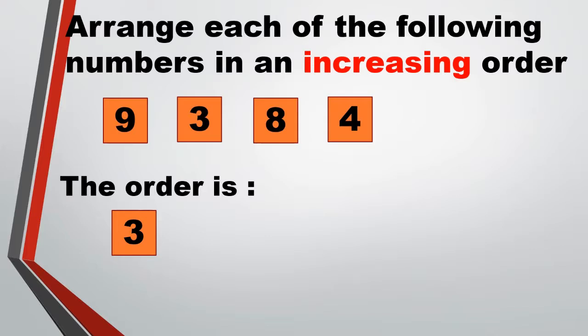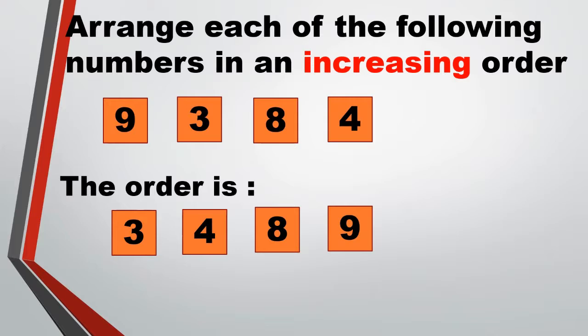Now we have 2 numbers left, 9 and 8. So which number will come after 4? It cannot be 9 because 9 is the greatest number here. So naturally 8 will come after 4. And the last, greatest number is 9. So increasing order is 3, 4, 8, 9. We are going upward.